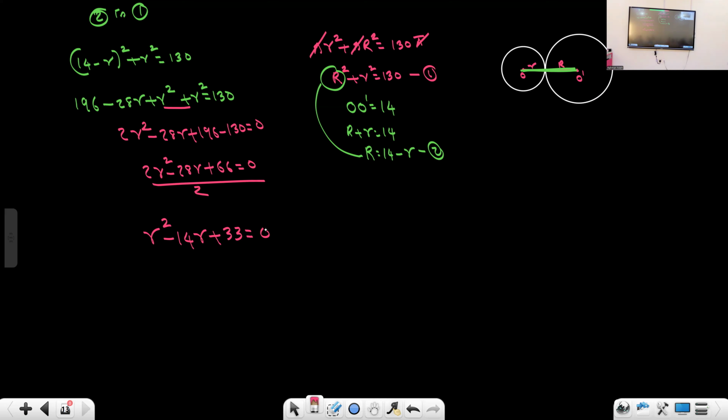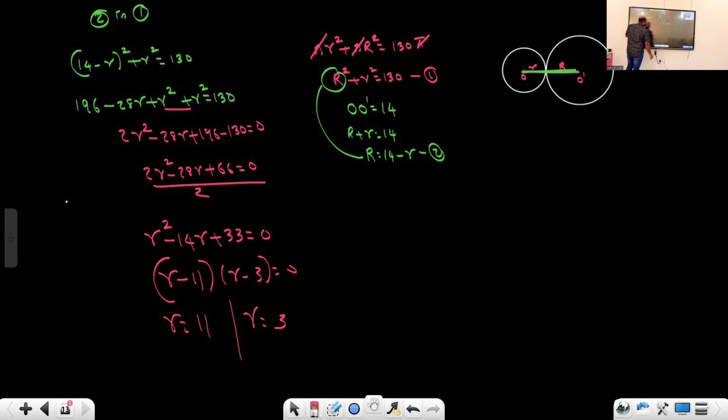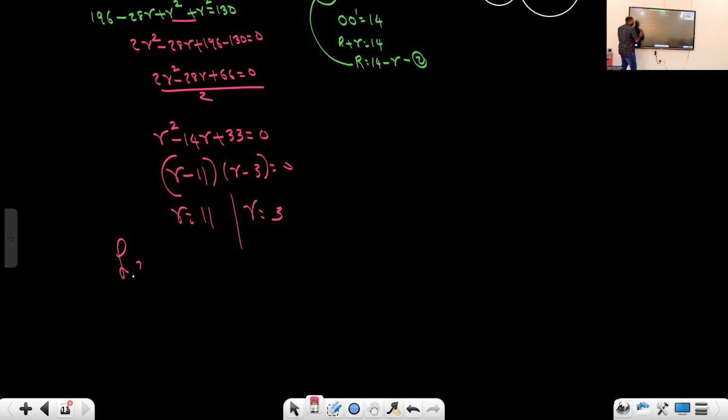Practicing will make it. Splitting the middle term you already know. So r minus 11 into r minus 3. We cannot reject either. r equal to 11 or r equal to 3. Both possibilities are there. From 2, what is capital R? 14 minus 11, that is 3, or capital R is 14 minus 3, that is 11. So in both cases you get the same numbers, only with different positions. So you have to conclude. Therefore, the radii are 11 centimeter and 3 centimeter. That's the answer.